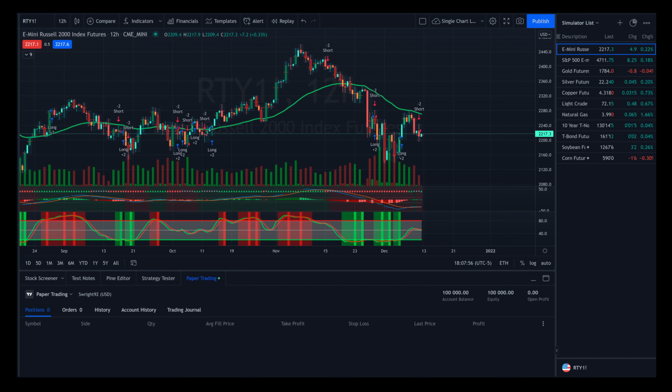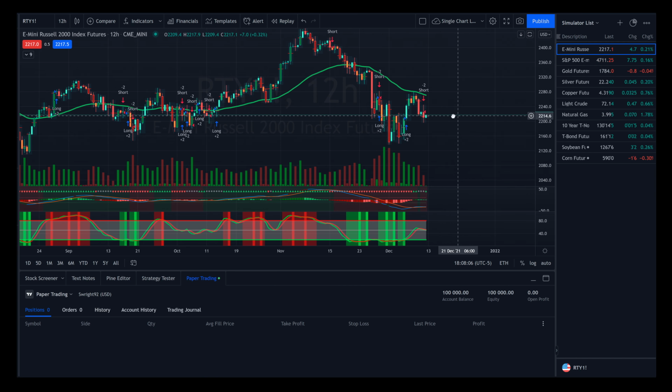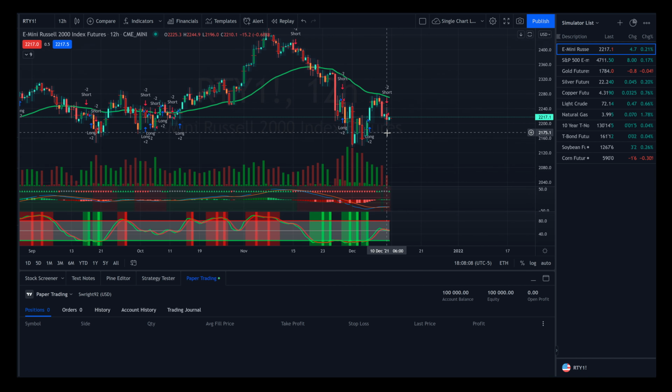I wanted to keep it to a relatively short list just so I don't have to keep track of a ton of things at once. So for the time being, let's take a look at what everything's doing. So for the Russell, we had a short signal on the last bar, which would be 6 a.m. on the 10th. So that is reasonably close.